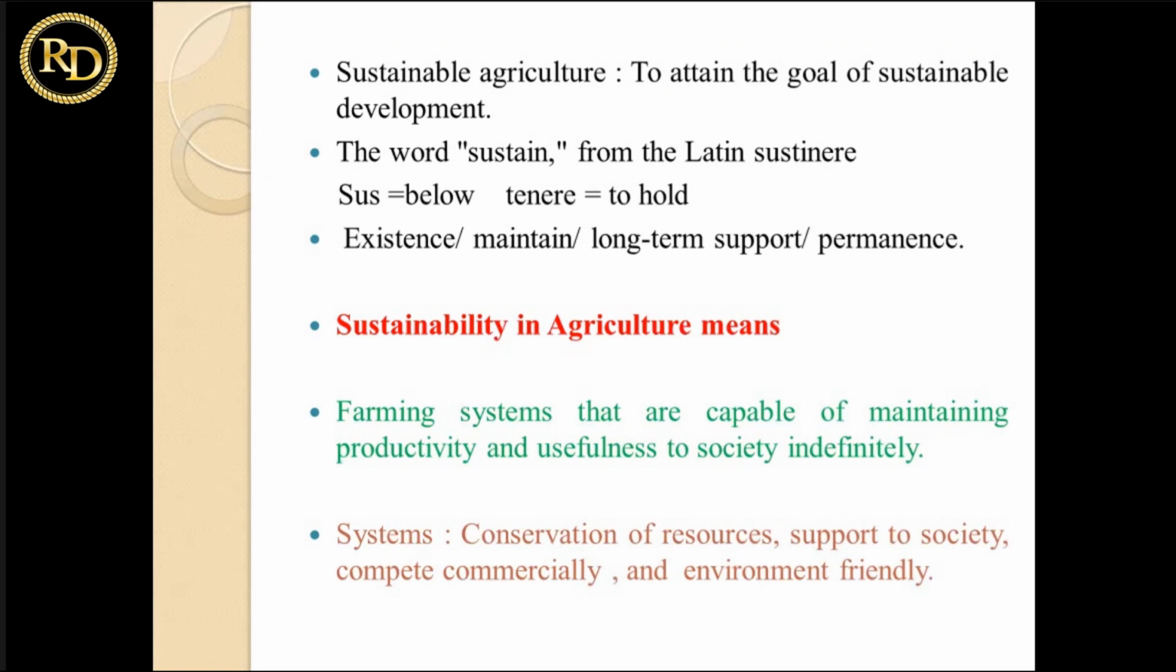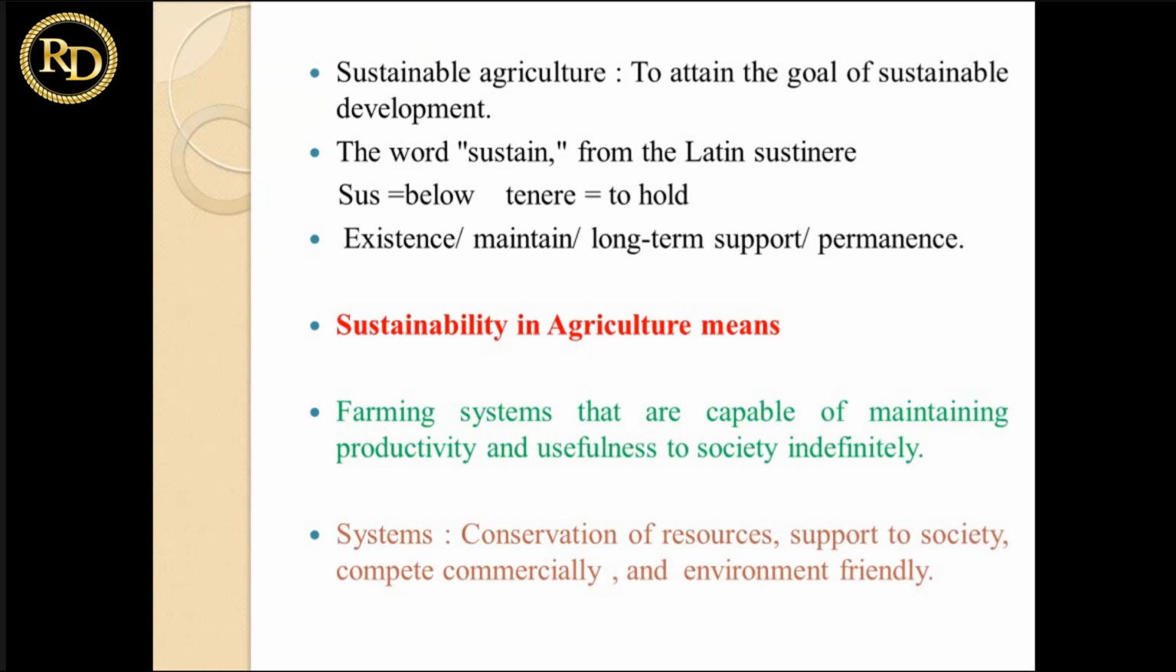So the meaning of sustainable is existence, maintenance, long-term support or permanence. Whatever we are doing in agriculture on the sustainable side, we have to go for existence. Our agriculture should go on existing for so many years. We have to maintain production, productivity and fertility for long-term support as well as permanence. So this is the general meaning of sustainable agriculture.